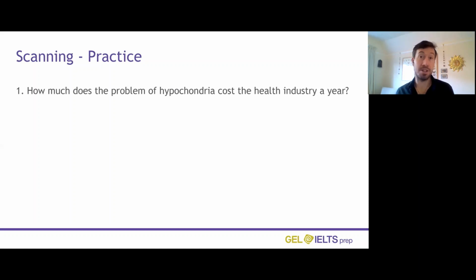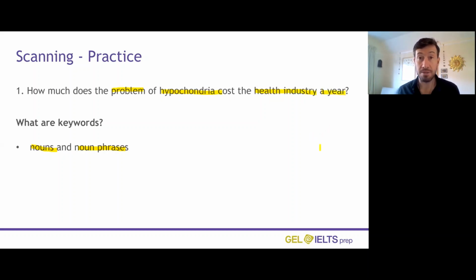So here we have a question that you might get in your reading paper. And what we want to do is find what the key words are here. Usually the key words are nouns and noun phrases. So if we look through here, we can see what nouns and noun phrases we have. The word problem is a noun, so that's definitely a key word. Hypochondria is another noun, another key word. And the health industry is a noun, and a year is a noun phrase as well. So those are some of the key words.